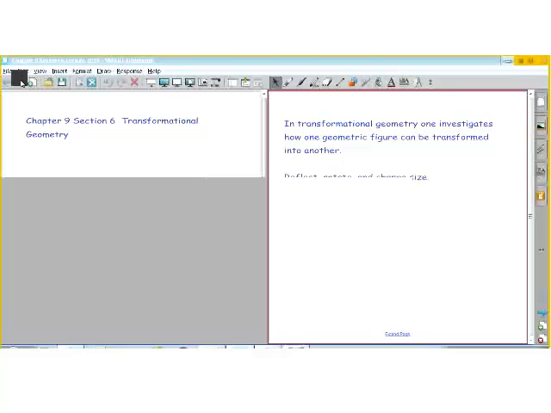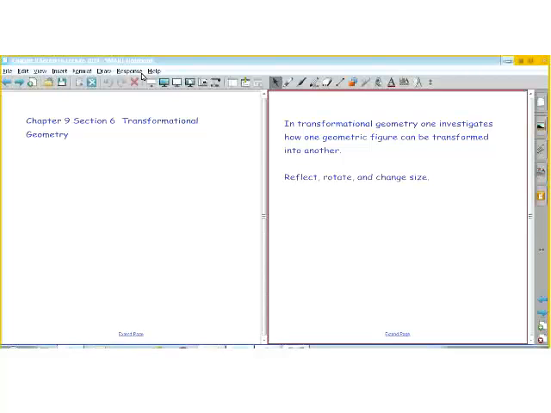So section 6 talks about transformational geometry. If you've ever taken pre-calculus, you've done some transformations where you had to translate and rotate and reflect, and also adjust the size of the image. So it's basically taking an image and transforming it to a different location, a different orientation, a different size, and how do you do those kinds of transformations.